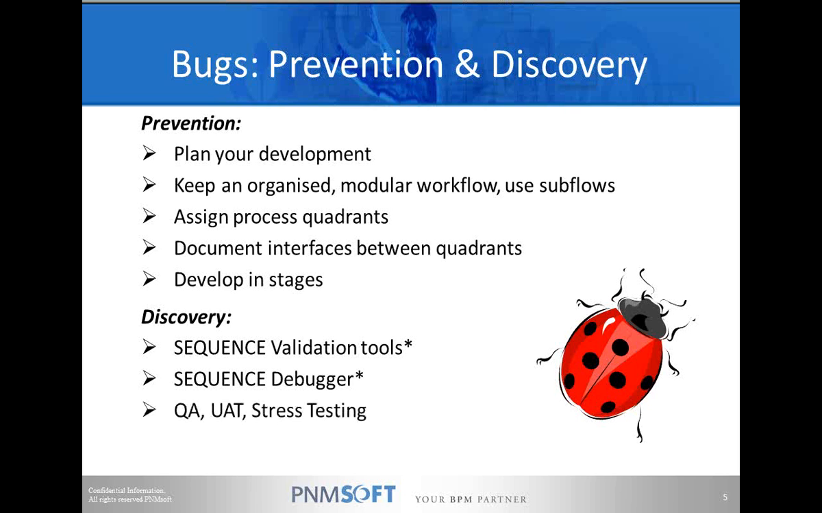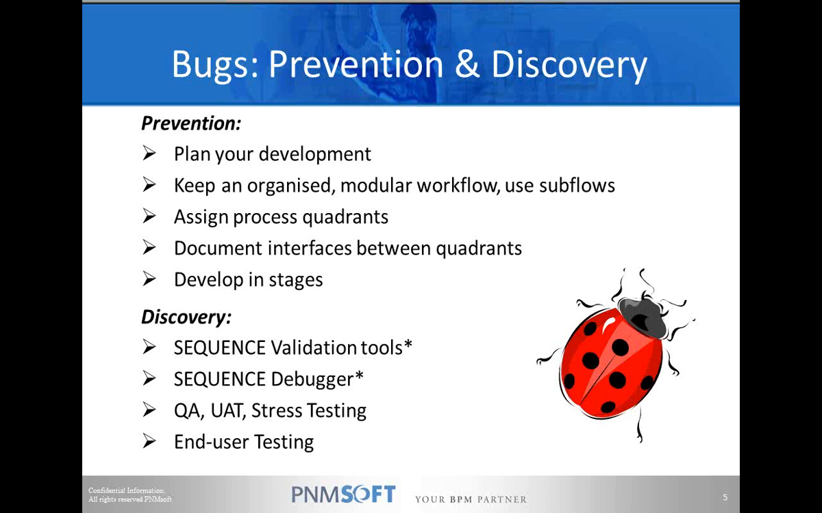Also, obviously, once a BPM process has been designed, it needs to go through testing. That's QA testing, that's user acceptance testing, UAT testing, and stress testing for extreme conditions. Those two will help you discover bugs. And finally, we can't forget the end user. The end users must be involved, and certain bugs will only be found when the end users are actually testing the product itself in a real-life scenario.